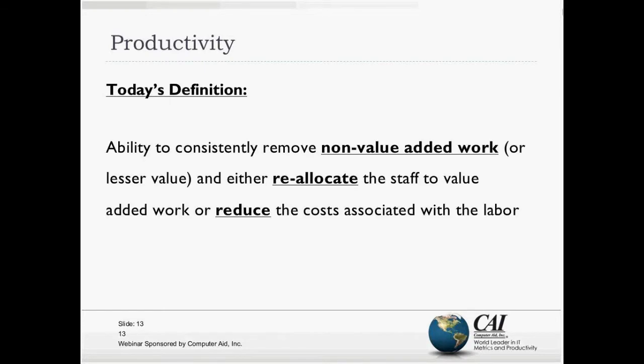So in order to figure out how we improve productivity, I think the first thing we had to do is kind of define productivity. And today's definition is this: ability to consistently remove non-value added work, and I put in parentheses, or lesser value, and either reallocate the staff to value-added work or reduce the costs associated with the labor.